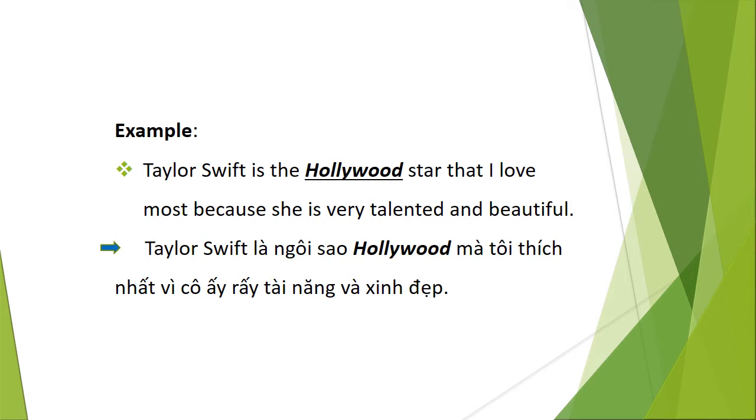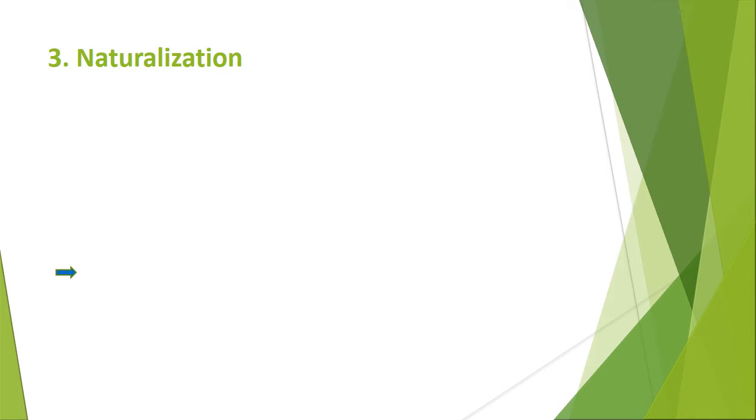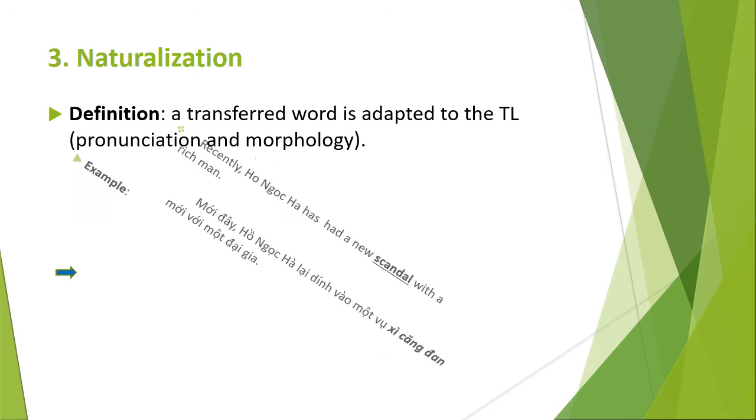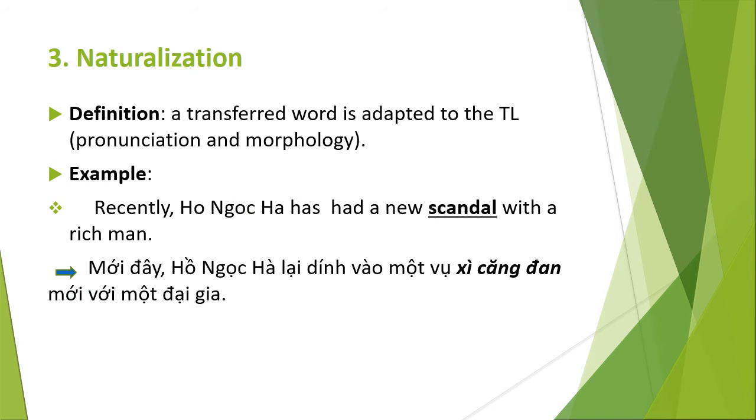And the third is naturalization. It is when a transferred word is adapted to the target language in pronunciation and morphology. For example, recently Hồ Ngọc Hà has had a new scandal with a rich man, and scandal is translated into Vietnamese as si căng đàn.